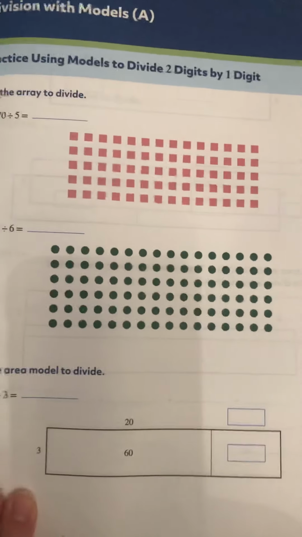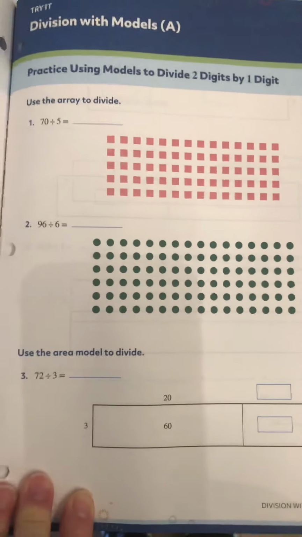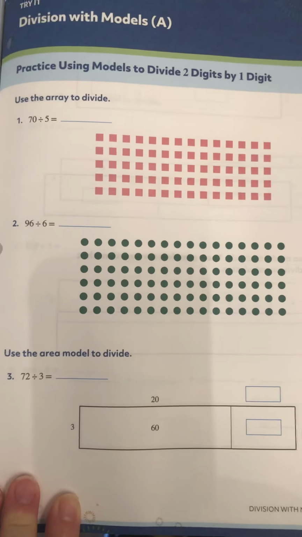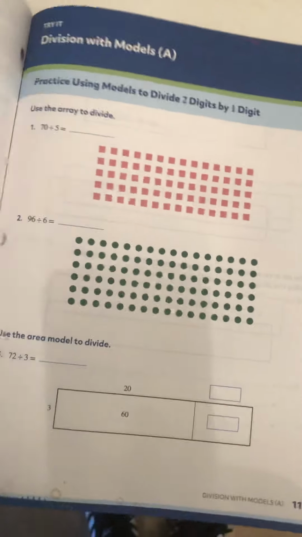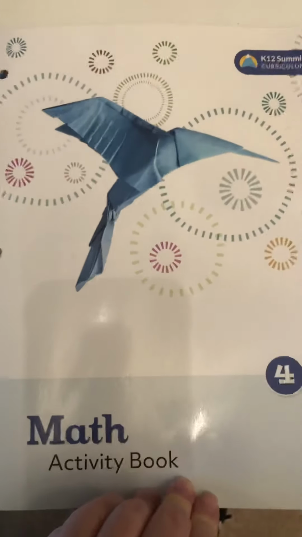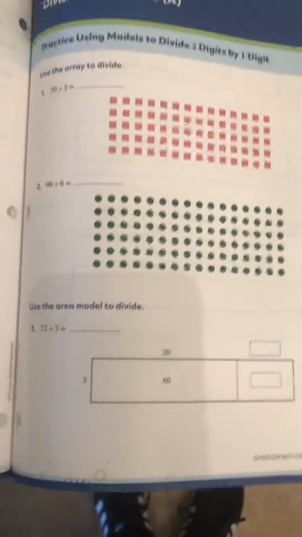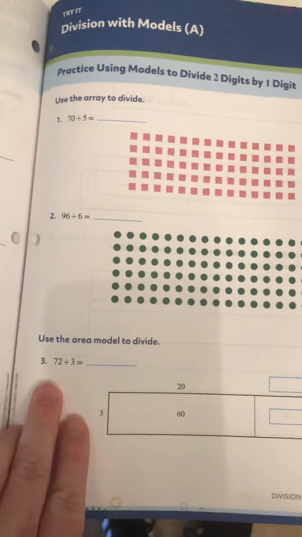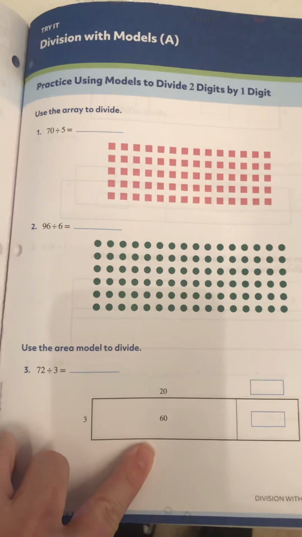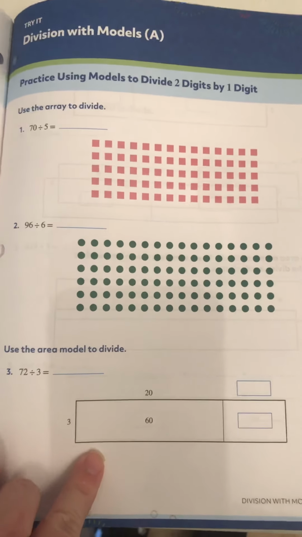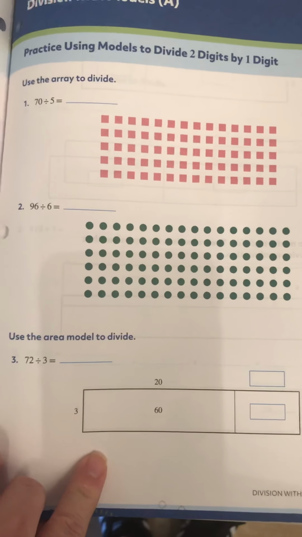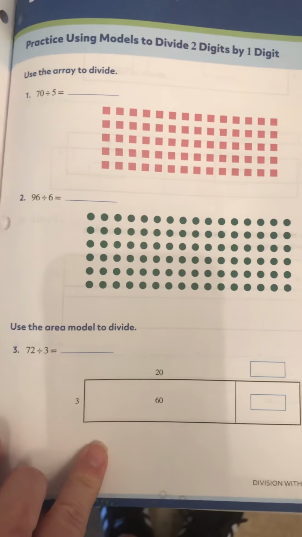Hello friends, today we're going to practice using models to divide two digits by one digit. Look down here, we're on page 113 in your math activity book. I know there have been a lot of problems coming up in the online school that have to do with showing division using an area model, and I know that this can be kind of a tricky concept for many students.